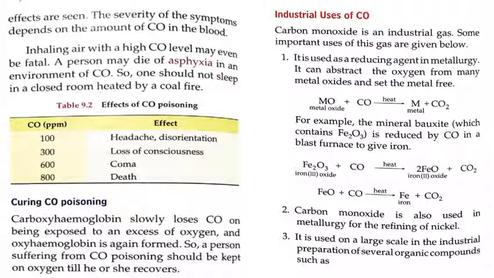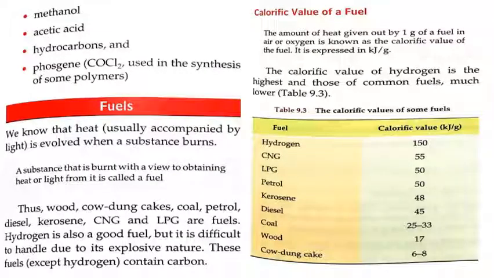The second use is that carbon monoxide is also used in metallurgy for the refining of nickel. Third, it is used on a large scale in the industrial preparation of several organic compounds such as methanol, acetic acid, hydrocarbons and phosgene, that is COCl2, used in the synthesis of some polymers.